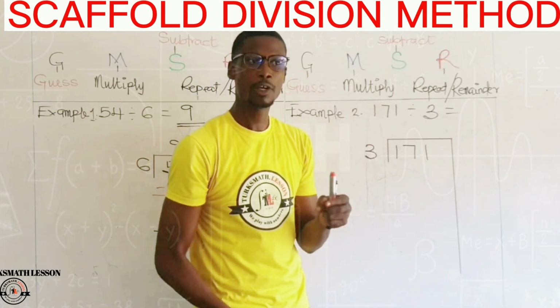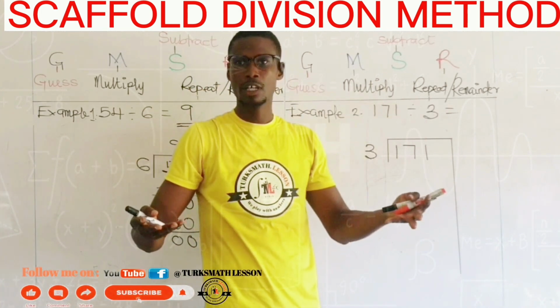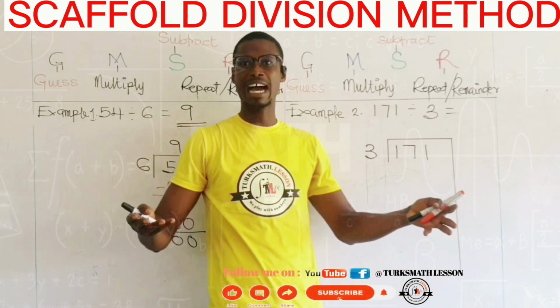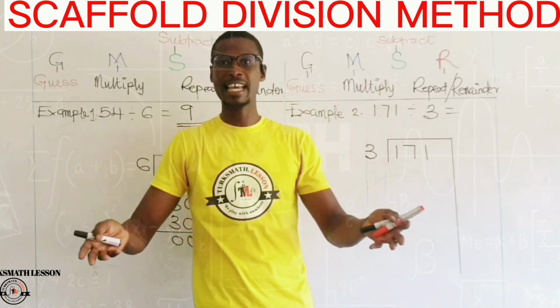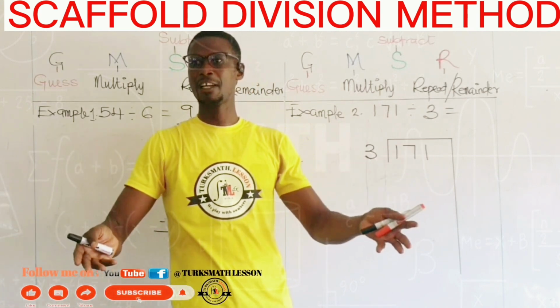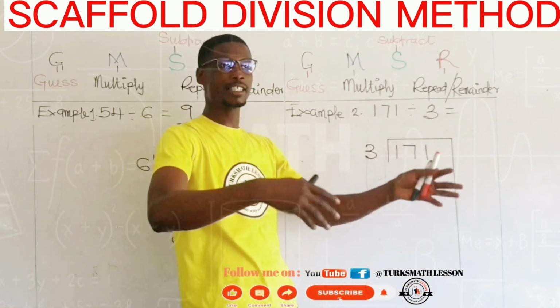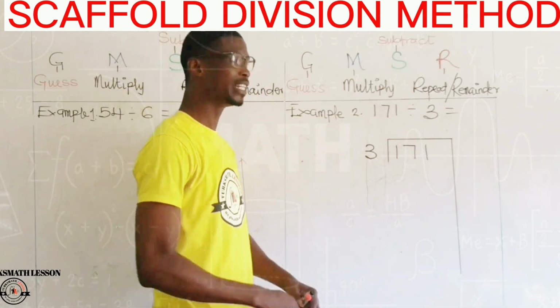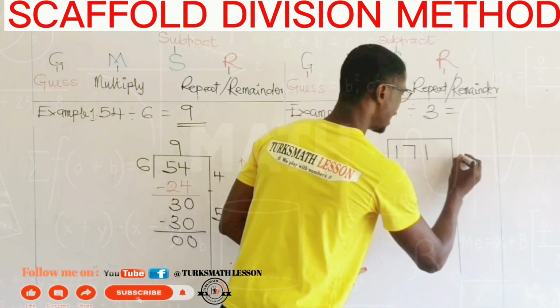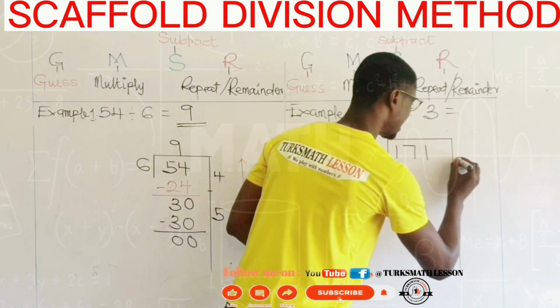0. Do you know a number that ends with 0? What is the number that ends with 0? 10, 20, 30, 40, 50, 100. But you are using 2 digits, isn't it? So let's go with 2 digits. So here I write 50. Let me start. 50.